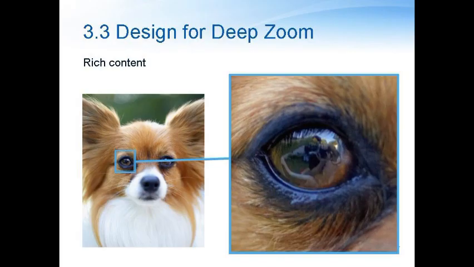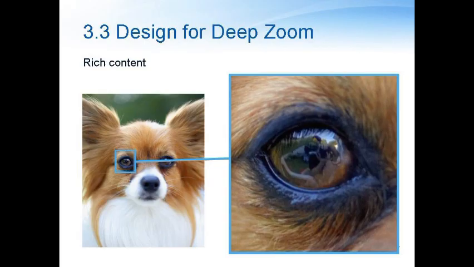So in this example, I don't know who knows the breed of this dog. It's the Papillon. It's beautiful. And the reason they call it Papillon is French for butterfly, and you can see the butterfly pattern in the face. I bet you weren't going to learn that today. But on top of that, this is a deep zoom image, and so I can zoom into the eye and see the reflection of the photographer in the eye. It's like an episode of CSI.